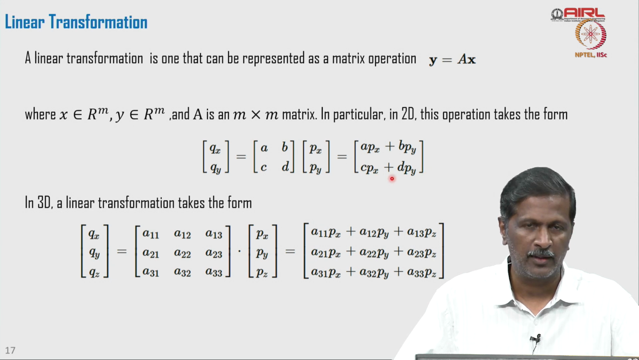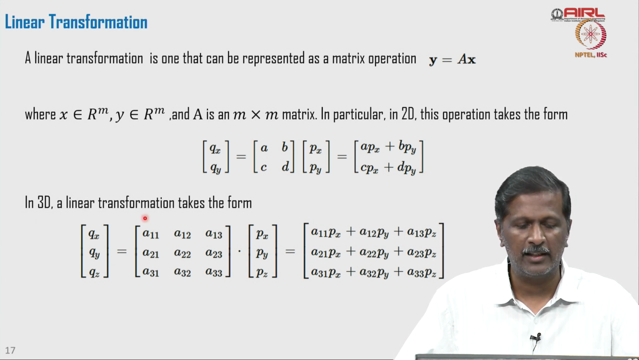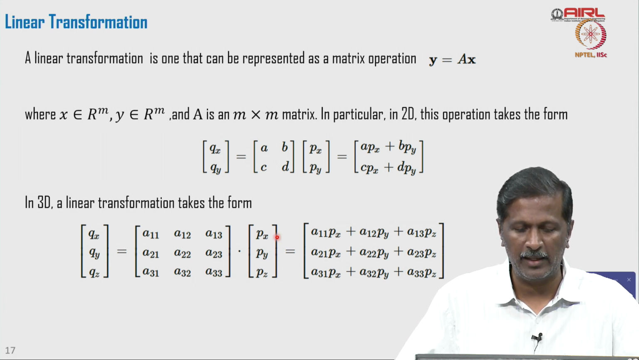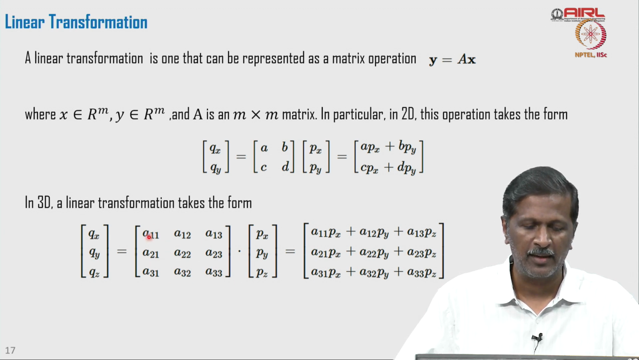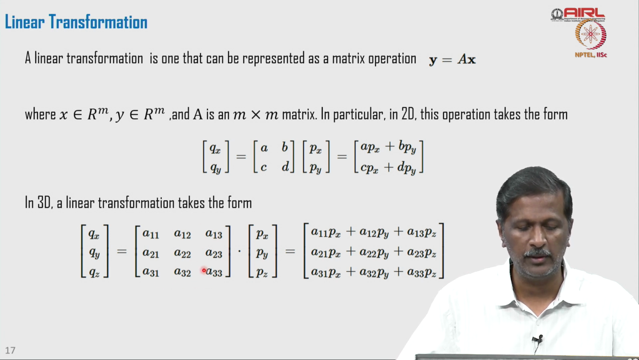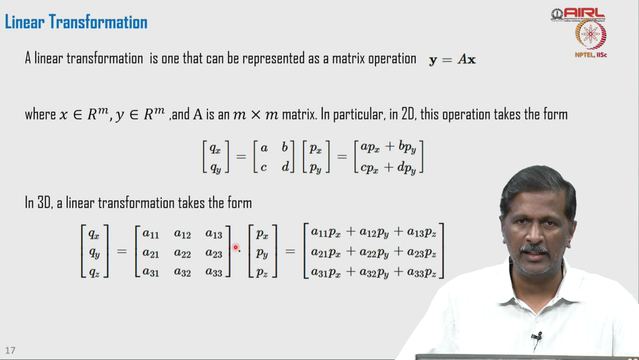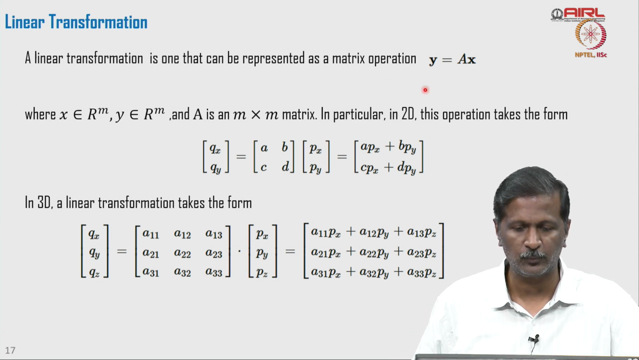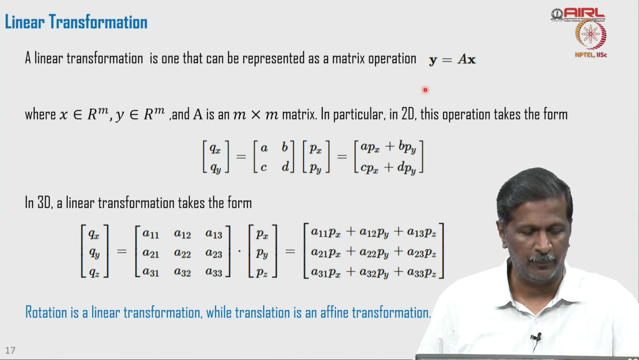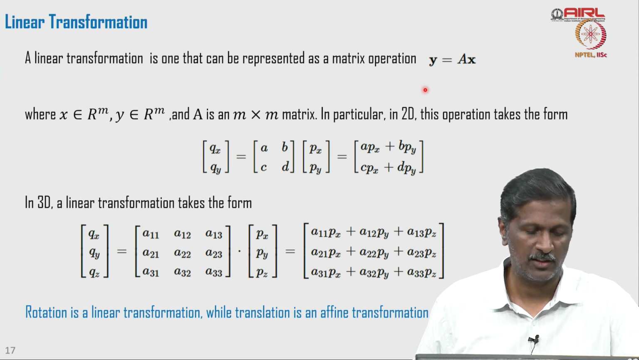C Px plus D Py. Suppose you are doing it in 3-dimensional space, the linear transformation takes Qx, Qy, Qz as a new point from Px, Py, Pz, and the transformation matrix is a 3 cross 3 matrix with A11, A12, A13, likewise all the way to A31, A32, A33. So, we can do the linear transformation from point 1 to point 2, here x to y. Rotation is also a linear transformation, while translation is an affine transformation.